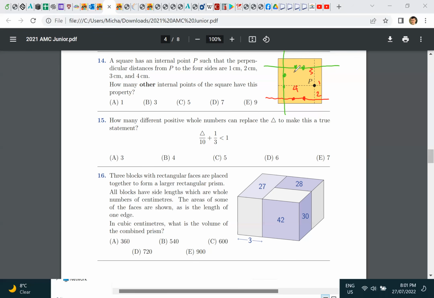There should be 2 points here. And then when it's like that, there should be 2 points here, right? Can you see what the answer is? 7.